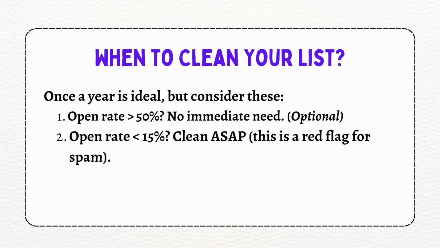However, if your open rate is less than 15%, you should clean your list ASAP, because 15% is the red flag mark for Google to start sending your emails to spam. So if your emails start going to spam more than 1.5% or 2%, your email IP might get blocked. So always keep your open rate more than 20%, and if you can, keep it more than 50%.